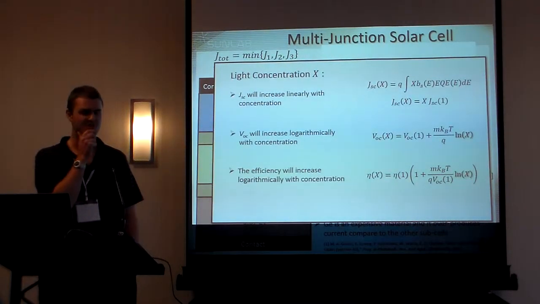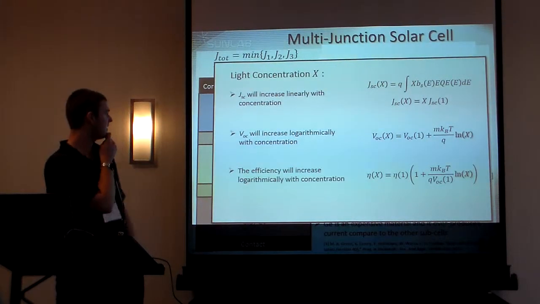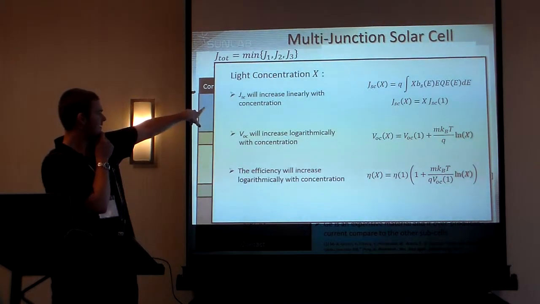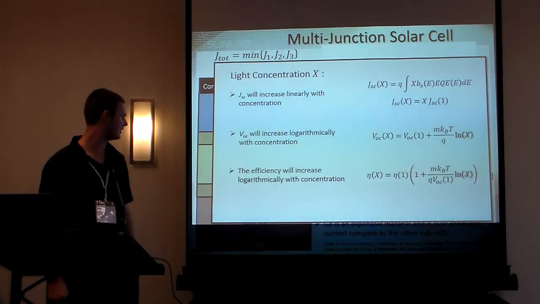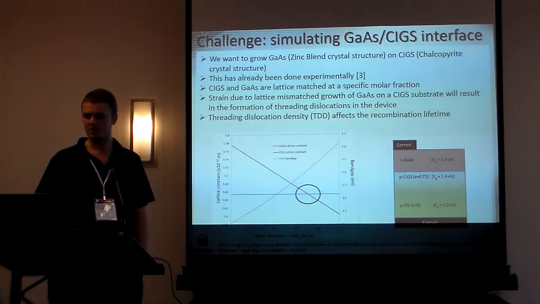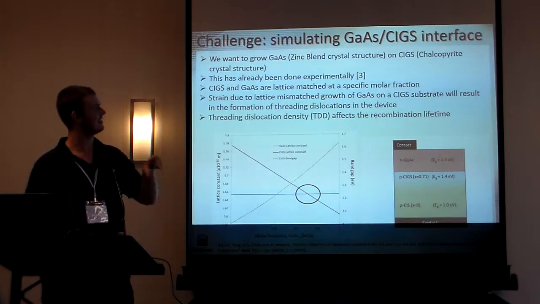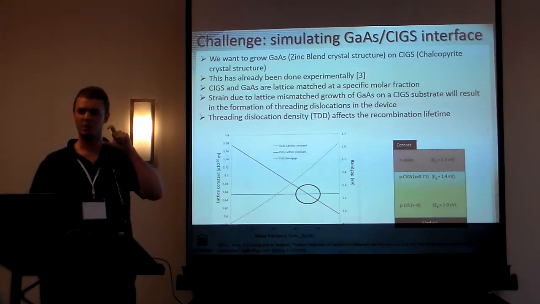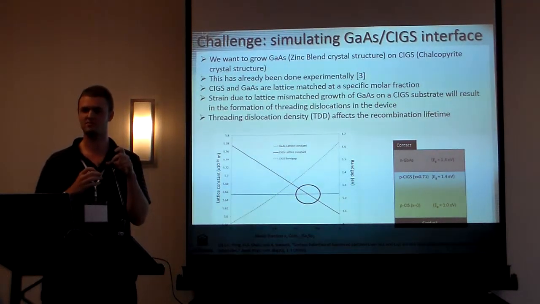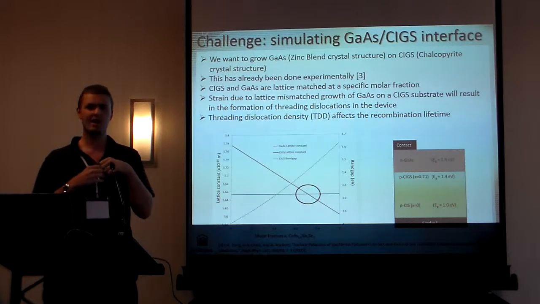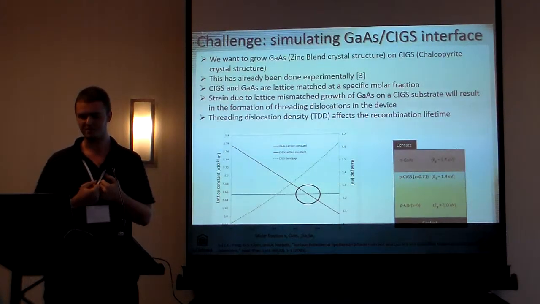And I also want to mention that since multi-junction solar cells are high efficiency, we want to use them under light concentration. And when we use light concentration, the JSC will increase linearly, the VOC will increase logarithmically, and the efficiency will increase logarithmically. So the main challenge in our simulation is the GaAs-SiC interface, because we want to grow GaAs, which has a zinc-blende crystal structure, on SiC, which has a chalcopyrite crystal structure. I just want to mention that this has already been done experimentally by research groups.